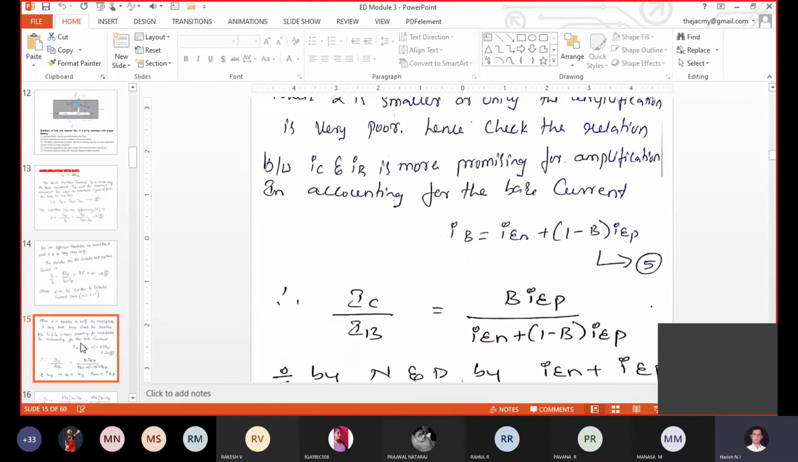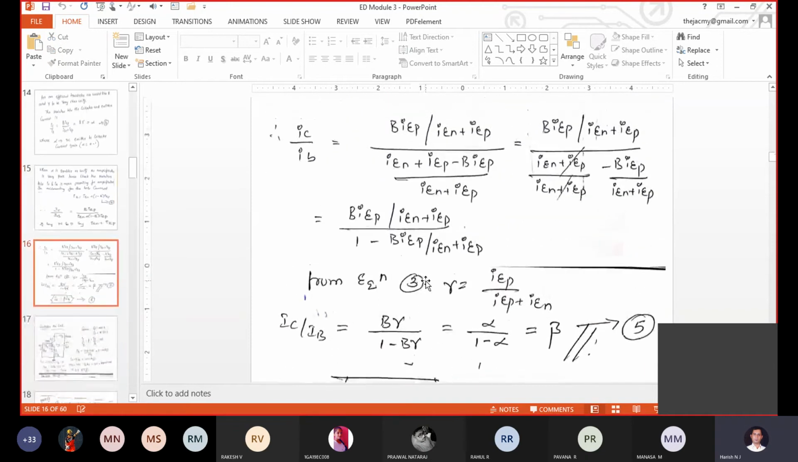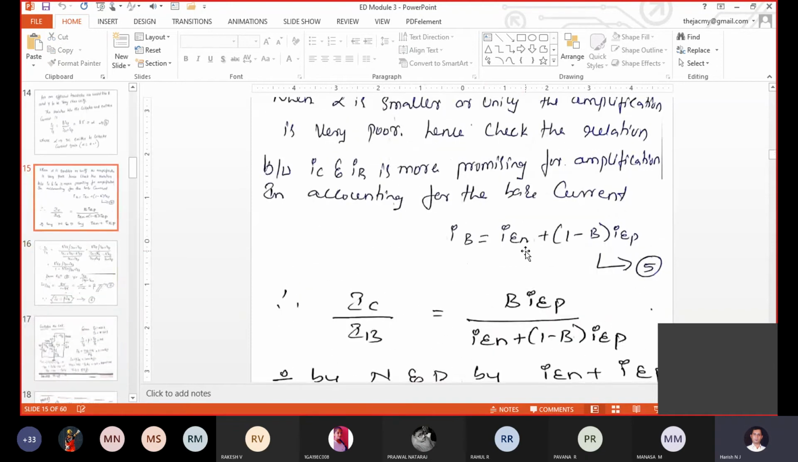Correct. IB is composed of, just check it out here, IEN plus 1 minus B times IEP. What is the meaning of IEN? Tell me quickly. Electron component of the emitter current. Electron component of the emitter current. So how is the IB current constituted?